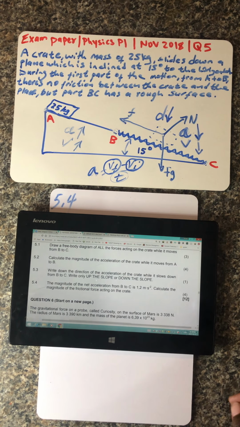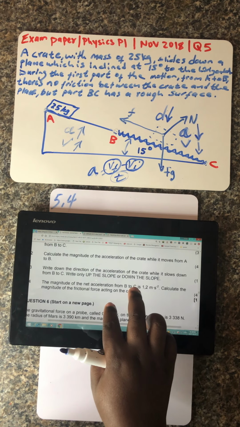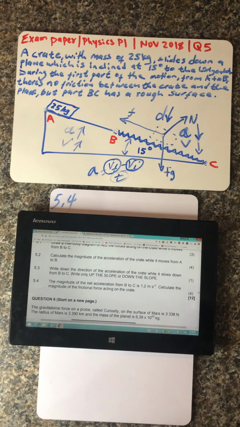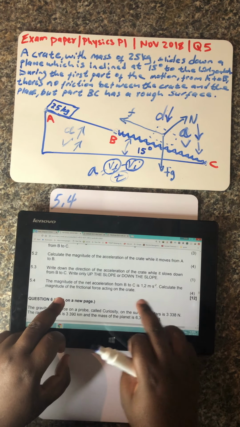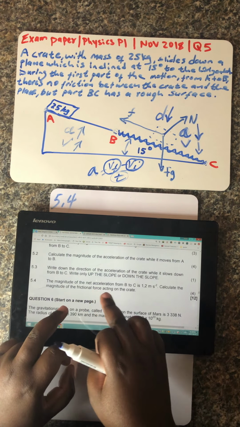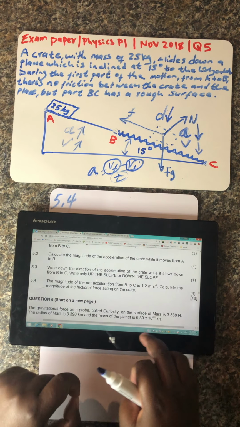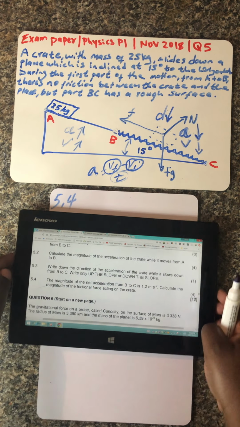Very, very interesting, guys. This question is very interesting, and I hope you'll be with me on this question when you try to apply your mind, because this question, guys, is mostly to test the level of your understanding. So guys, I'll just read the question for the last time. It says the magnitude of the net acceleration from B to C is 1.2 meters per square second. Okay, calculate the magnitude of the frictional force acting on the crate.